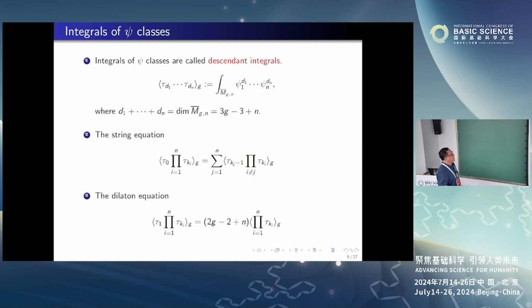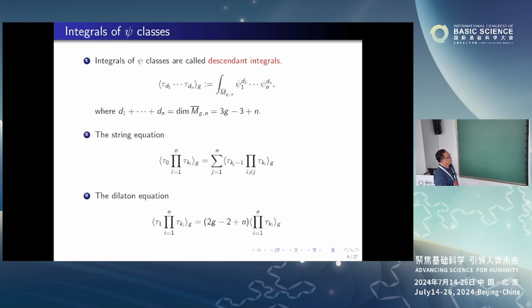Okay, so I think both mathematicians and physicists are interested in the integral of psi classes. This is called the descendant integrals. The notation, I think, is from physicists. We consider tau d1 to tau dn, equal to the integral over the moduli space for n marked points, of the n psi classes d1 to dn. Of course, the top degree should match the dimension.